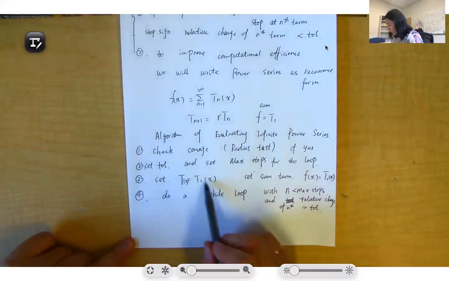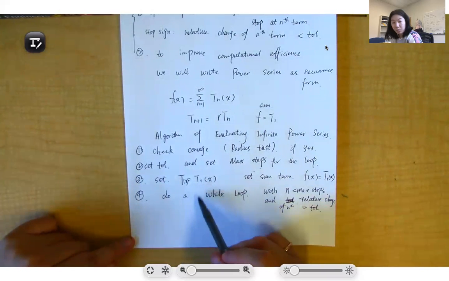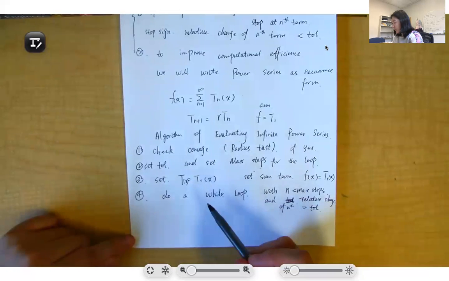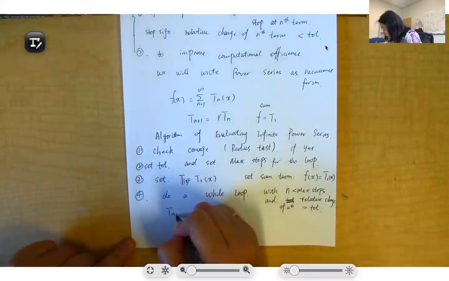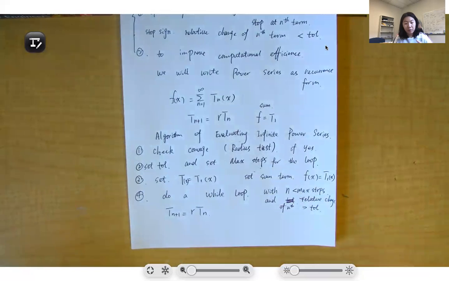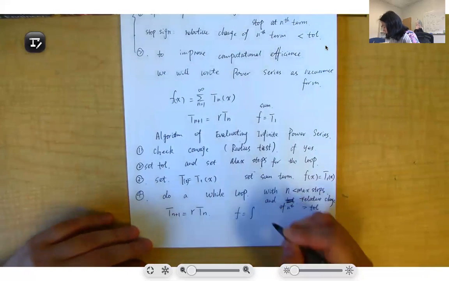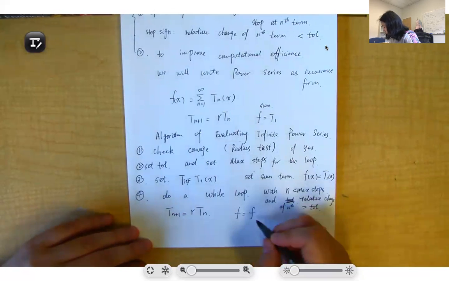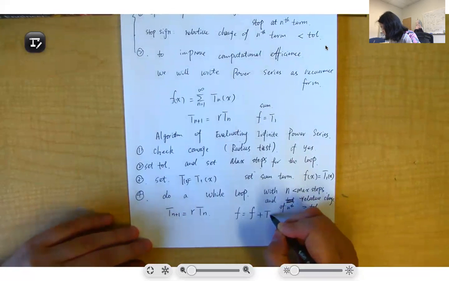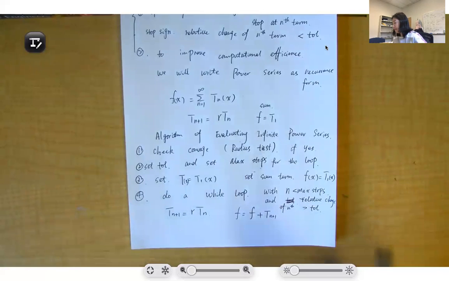You have t1 as the first term, then t2 will be the ratio times t1, and t3 will be the ratio times t2. So t(n+1) will be the ratio times tn. The ratio is basically the relationship between the n+1 step over the n step. Then you do the sum: the sum term will be the current f plus t(n+1), okay? So the sum term will always be updated with your next step.